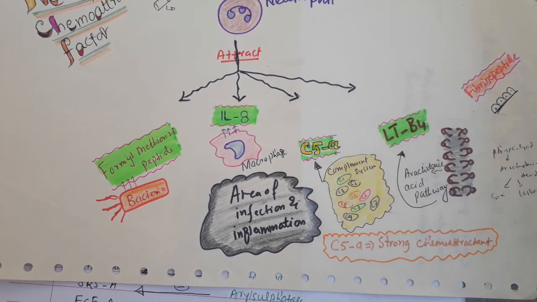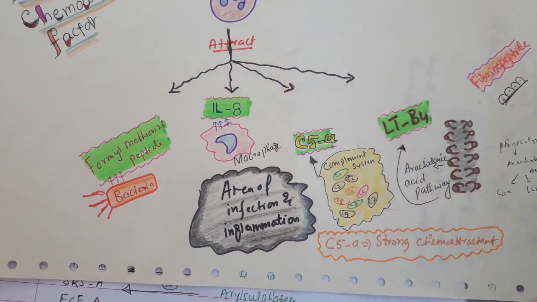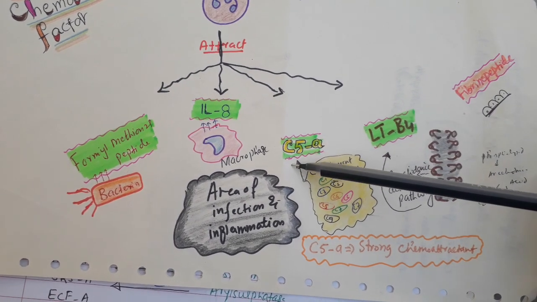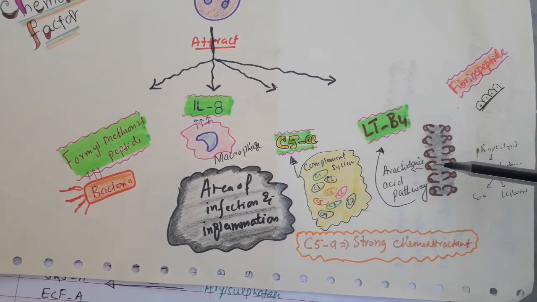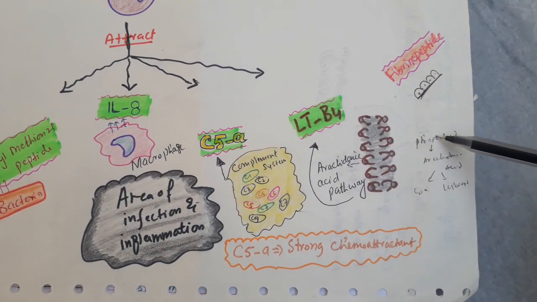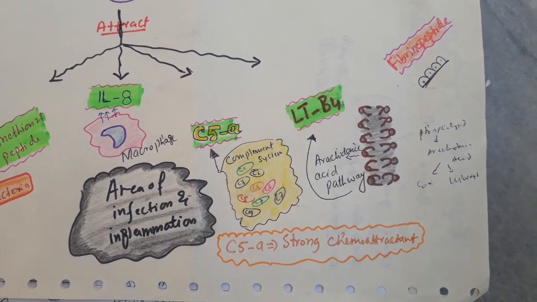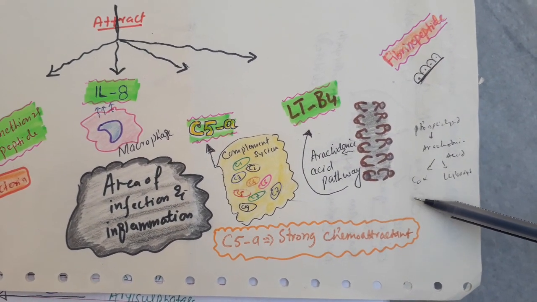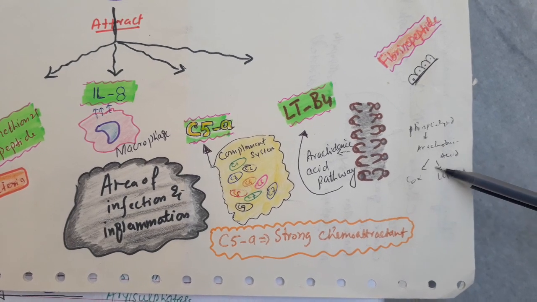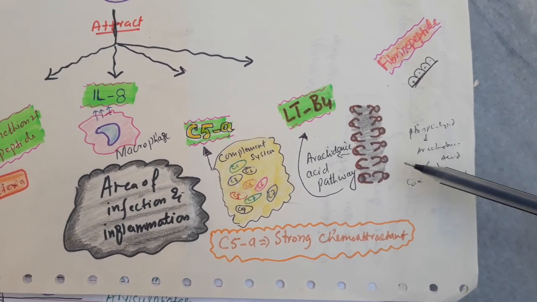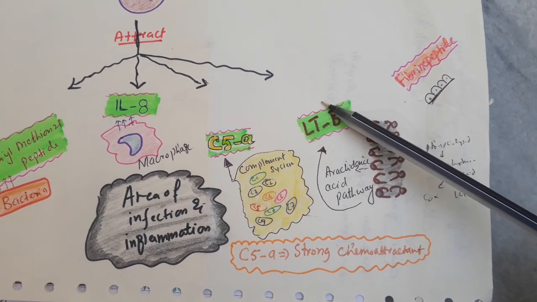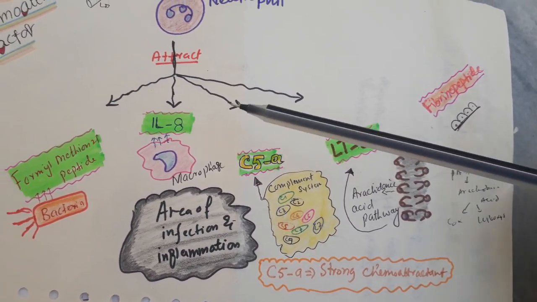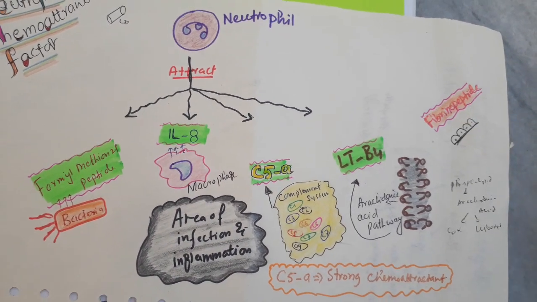Now from the complement system we will get C5a, which is a split product of C5. And leukotriene B4 is formed from the cell membrane. The phospholipid is converted into arachidonic acid. Then arachidonic acid, through the cyclooxygenase pathway, will form prostaglandin, and through the lipoxygenase pathway it will form leukotriene. Among these leukotrienes we have leukotriene B4, LTB4 simply, which is a neutrophil chemoattractant factor.